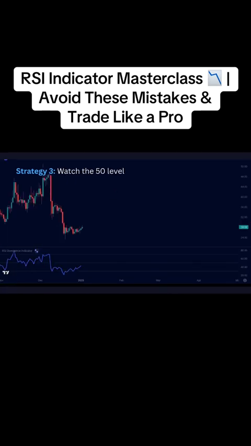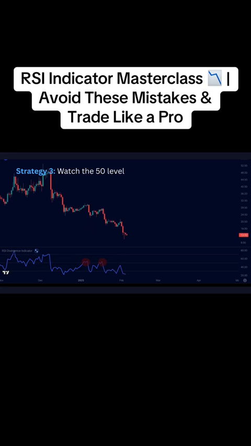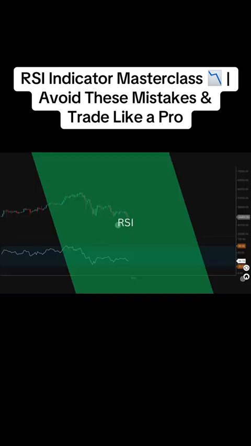Strategy 3, watch the 50 level. If RSI bounces off 50 and moves up, that's a strong continuation signal. If it breaks below 50, momentum may be shifting to the downside. These tweaks can turn RSI from a simple indicator into a precision tool. Now let's talk about RSI divergence, one of the most powerful concepts in technical analysis.